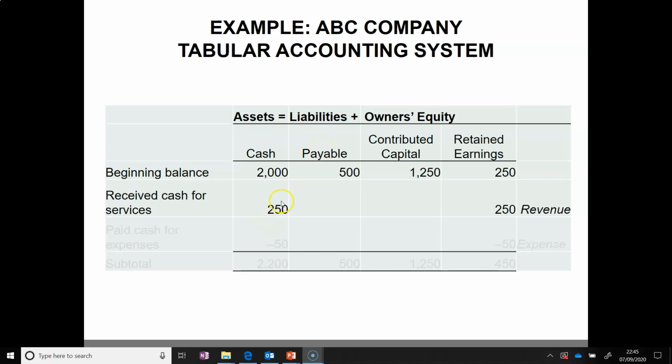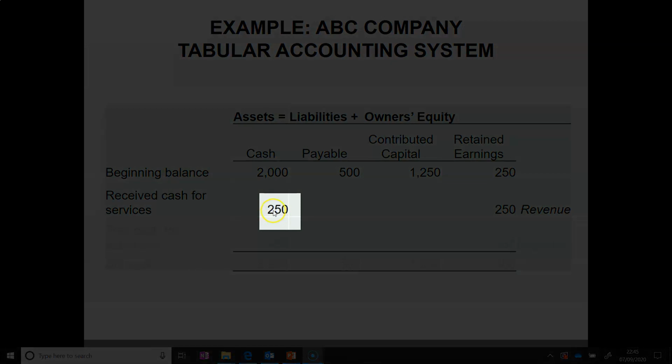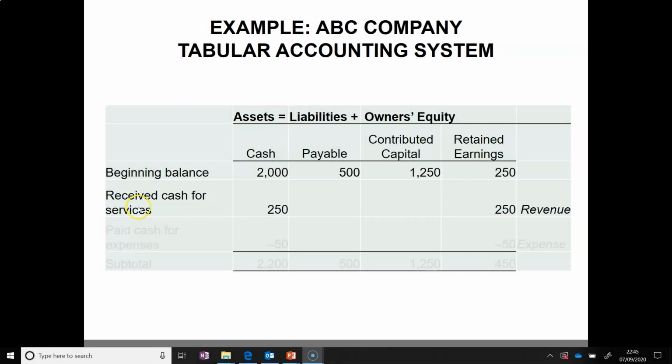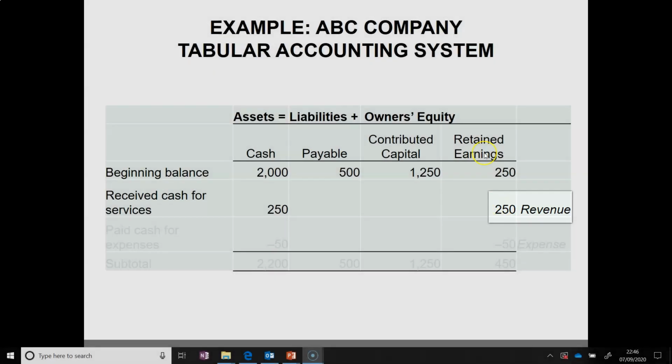There were two cash transactions in the year 2011. First one was that the company made cash sales of $250, and we see that here we have cash received from services of $250. That is an addition to the beginning balance of cash. And then we have $250 also in revenue that is being added to retained earnings.